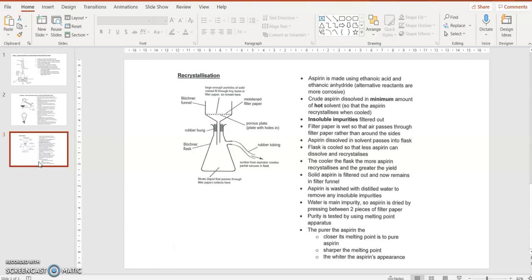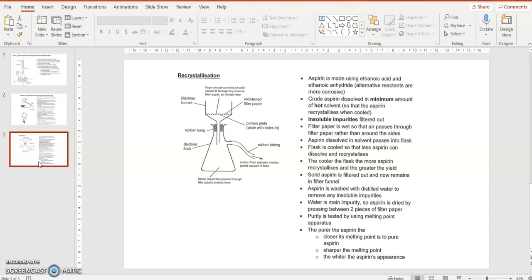You dissolve it in a minimum amount of hot solvent, so the aspirin recrystallizes when cooled. If you use too much solvent, then it won't come back out of solution when you cool it. At that point, insoluble impurities are filtered out because the aspirin will dissolve and insoluble impurities don't. The filter paper is wet, so the air passes through the filter paper rather than around the sides of the filter paper, and then the aspirin dissolved in the solvent goes down into the flask.